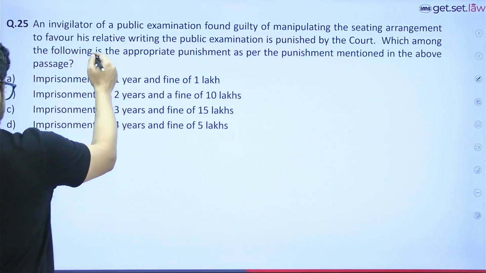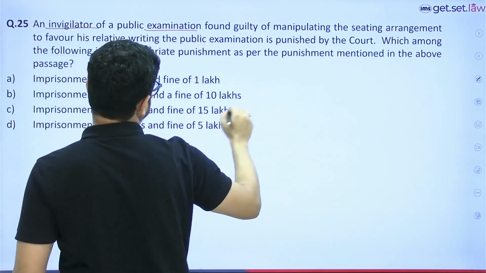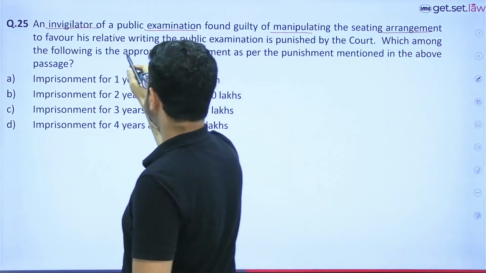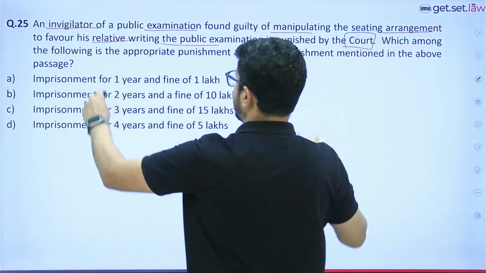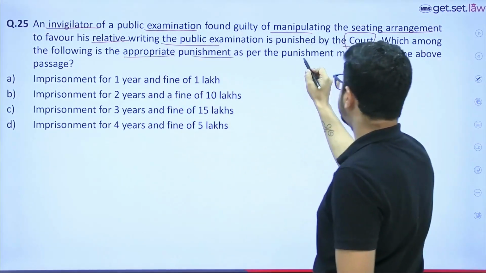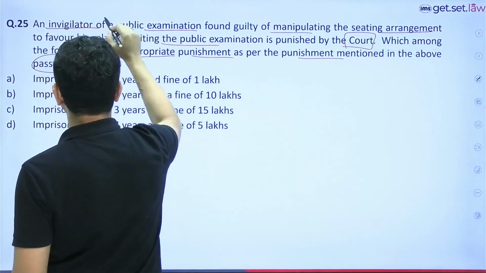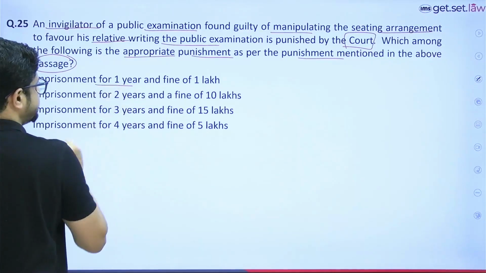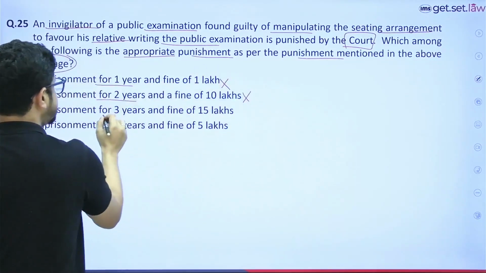Chalo. Next we go to question number 25. It says, an invigilator of a public examination found guilty of manipulating the seating arrangement to favor his relative writing the public examination is punished by the court. Who? That is an invigilator. Which among the following is the appropriate punishment as per the punishment mentioned in the above paragraph? So an individual is going to be held liable for what? Say it is for 1 year, no, it was not 1 year. Is it for 2 years? It was not 2 years either. Is it for 3 years?